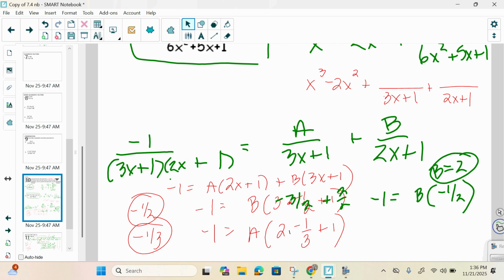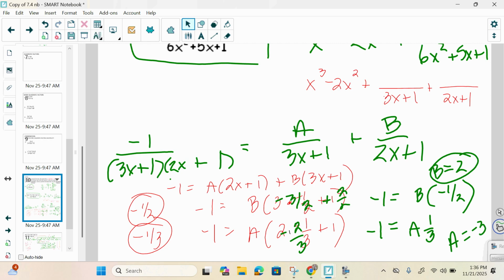So then I do the same thing down here. I get negative 1 equals 2 times negative 1/3, which is negative 2/3. So negative 2/3 plus 1 is 1/3. Multiply both sides by 3. So A is negative 3.